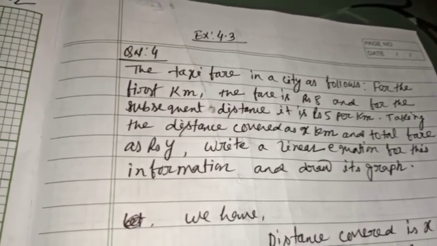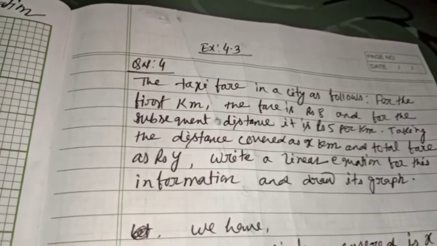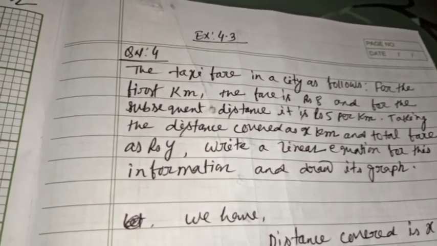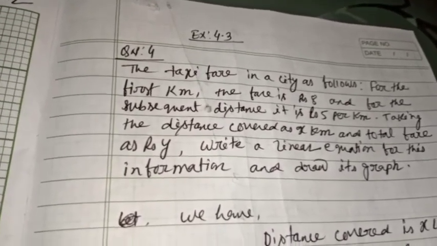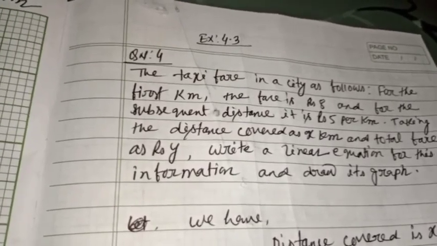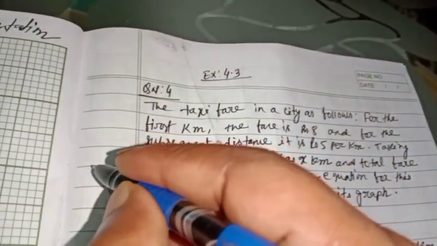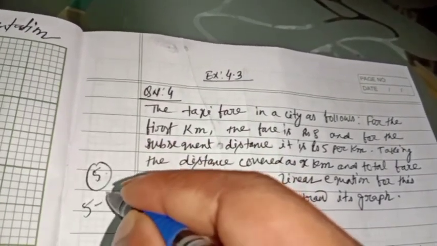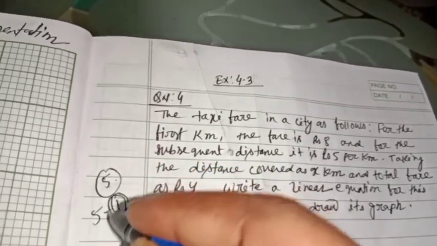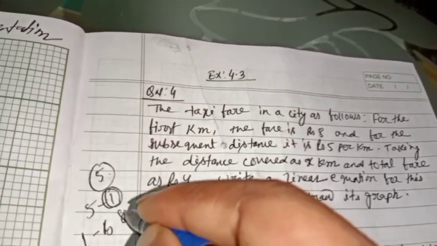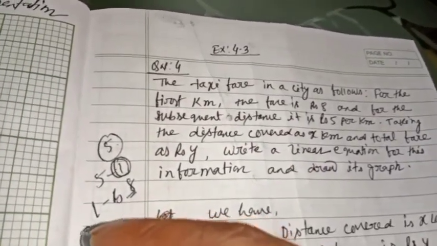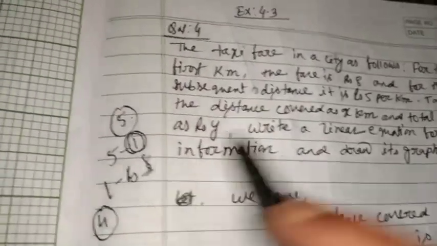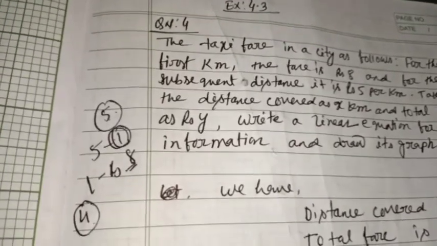For example, if you want to travel 5 kilometers, how much do you have to pay? According to this question, for the first kilometer you pay rupees 8. Suppose you are going to travel 5 kilometers: 5 minus 1, because for the first kilometer you give rupees 8. Then how many kilometers are left? 4.